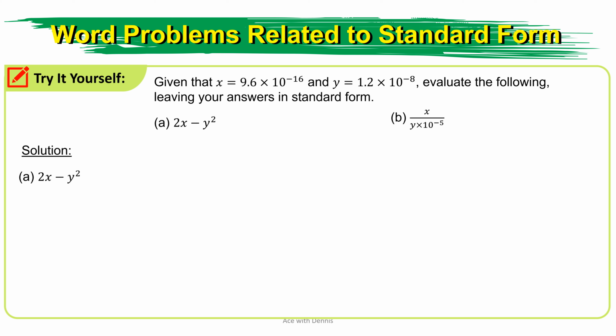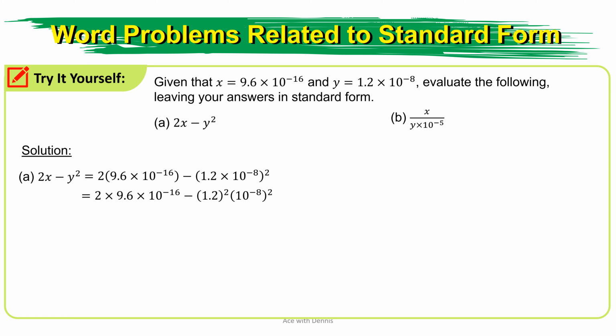Here is the solution. For A, 2x minus y squared, just substitute the value and we get 2 times 9.6 times 10 to the power of negative 16 minus bracket 1.2 times 10 to the power of negative 8 squared. After that, we can remove the bracket for the first term, where we get 2 times 9.6 times 10 to the power of negative 16 minus, for the second term, we can split the numbers out and we get 1.2 squared times 10 to the power of negative 8 squared.